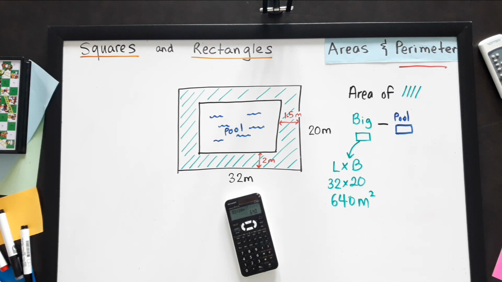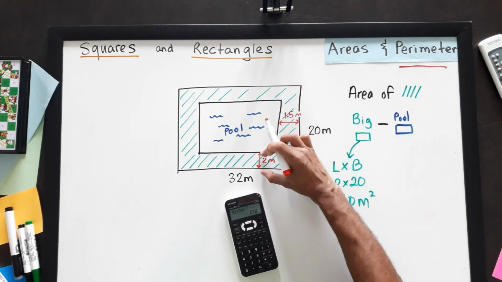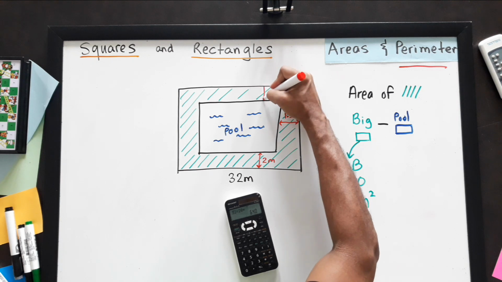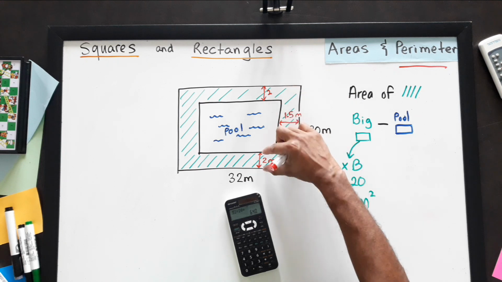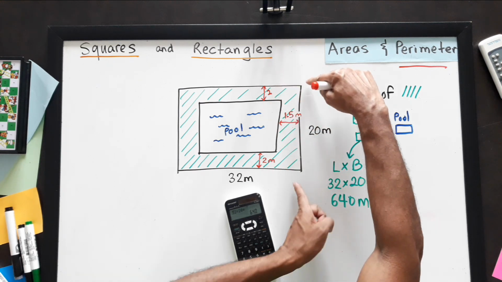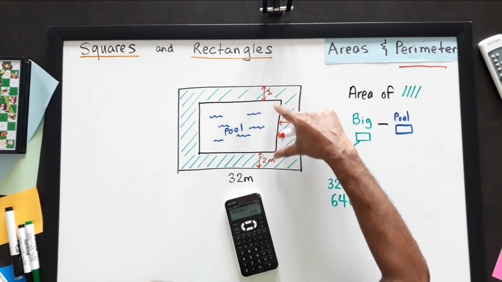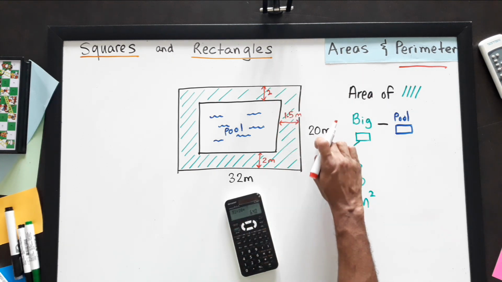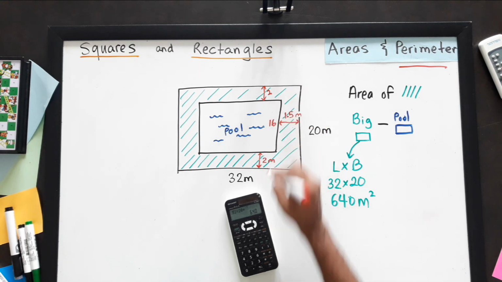But for the small rectangle, the pool, we don't actually have the dimensions, but we could reason it out very, very easily. Think about it. If this whole thing is 20 and here's 2, remember we're assuming it's symmetrical, that means the opposite side is also 2. So here's 2 and here's 2. That's a total of 4. If this whole thing is 20 minus 2 and the next 2, that will leave us with a piece there. So it's 20 minus 4. That means from here to here is 16.